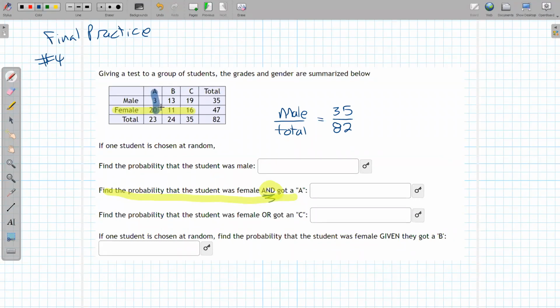And so in that case, it would be just this 20 right there. So for this one, I would have an answer of 20 out of 82 female students who got an A. It's out of the total students, not the... Yeah, the only time you change the total is if it says something like given or knowing or if. So we'll get to that in this last question here.